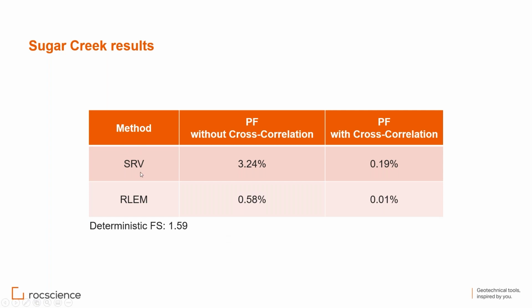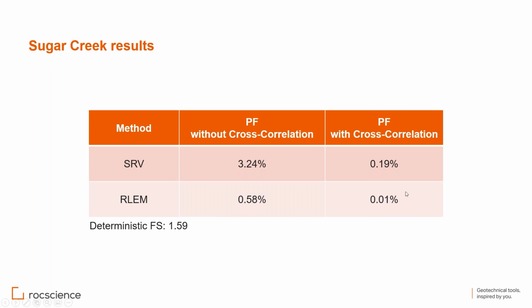If we use a single random variable approach, we get the probability of failure of 3% versus 0.2% with and without cross correlation between parameters. If we consider spatial variability, without cross correlation, we get a probability of failure of 0.6%. And with cross correlation and spatial variability, we get probability of failure of 0.01%.